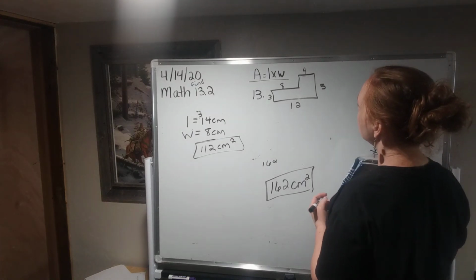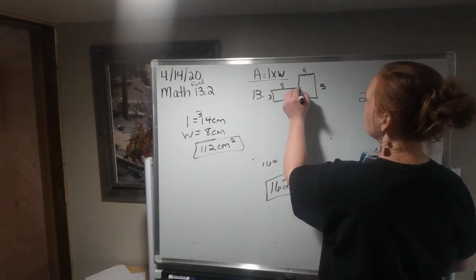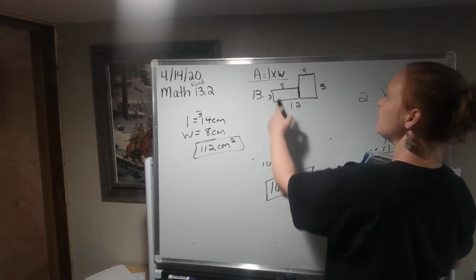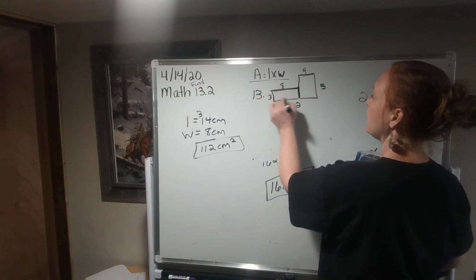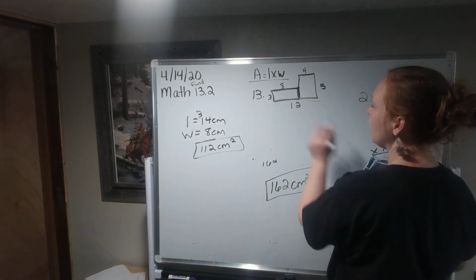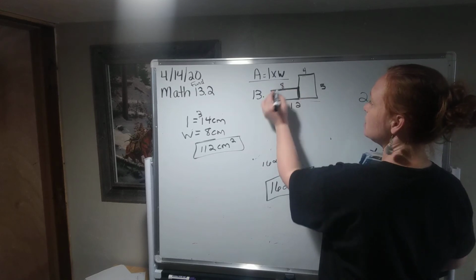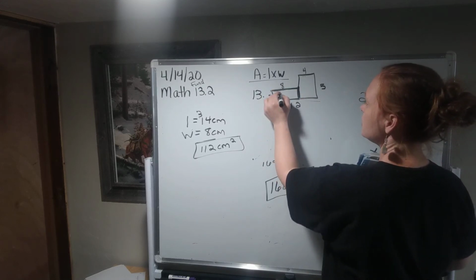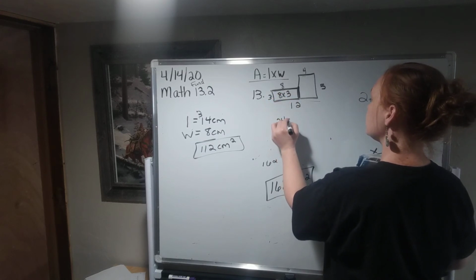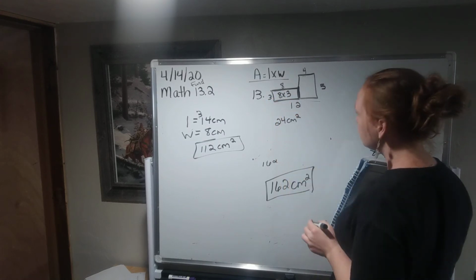Okay, so what I'm going to do is I'm just going to draw a line like this. And now I have, what number do I use? Well, I want to use this rectangle's measurements. 12 is too long, so I wouldn't want to use 12. Here I'm going to use the 8 and the 3. So this is an 8 by 3. So this one is 24 centimeters squared.